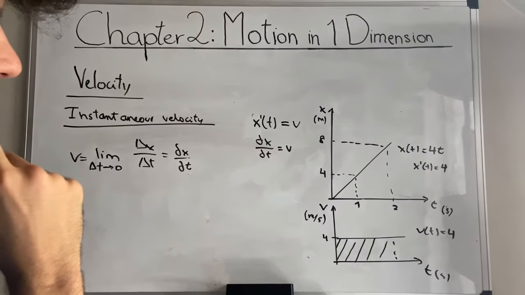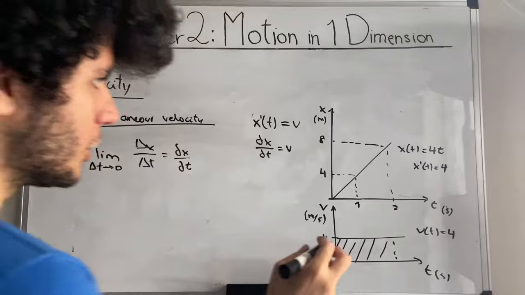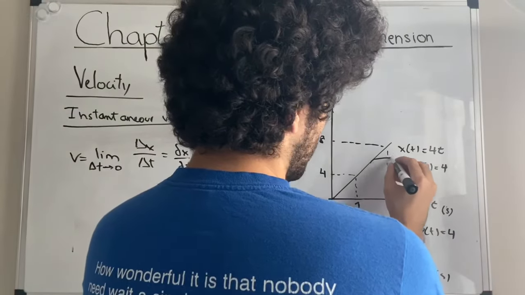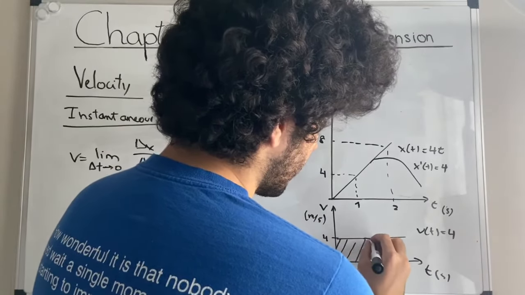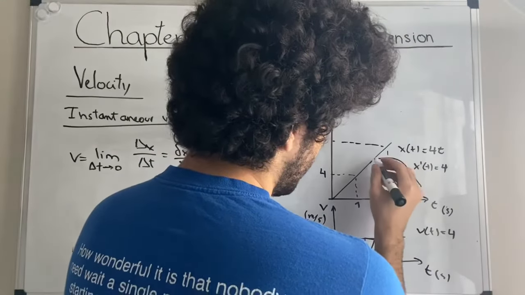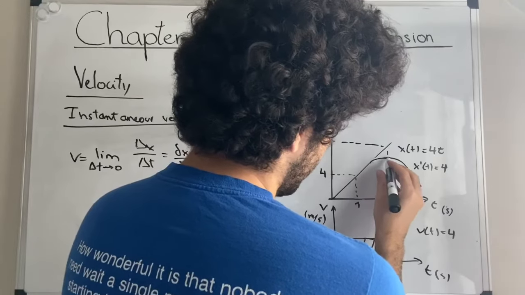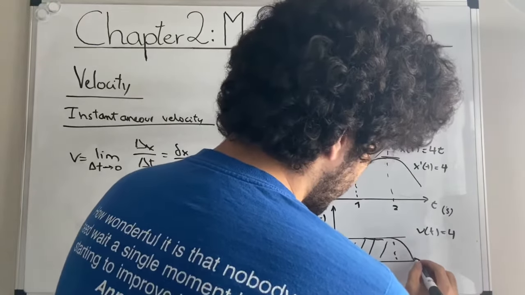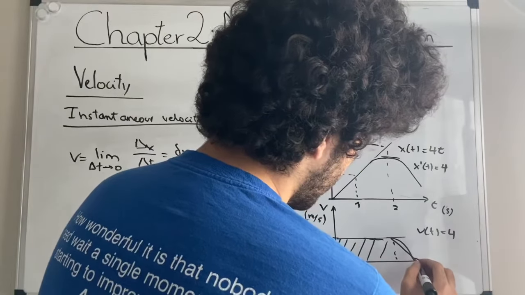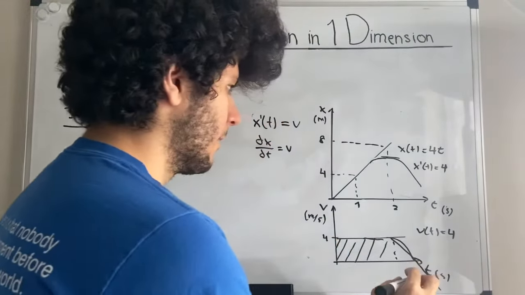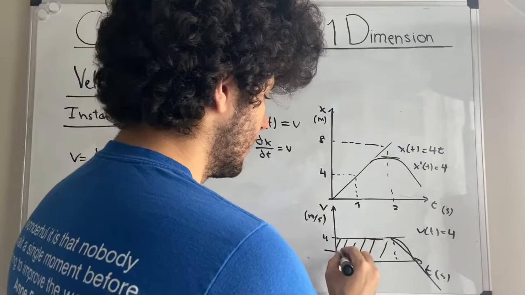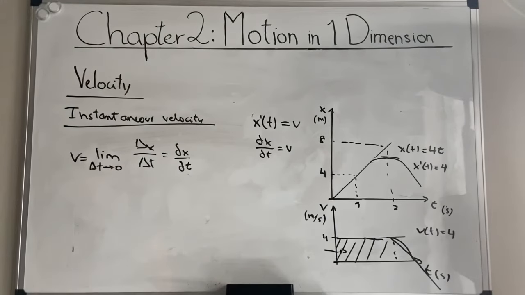If the function were to change a little bit and maybe drop like this, then this function would also drop. So it's going to continue positive, and then here the slope is 0, so it's going to go like this, and it's going to turn out to be negative, like that. So we realize that this is the displacement.